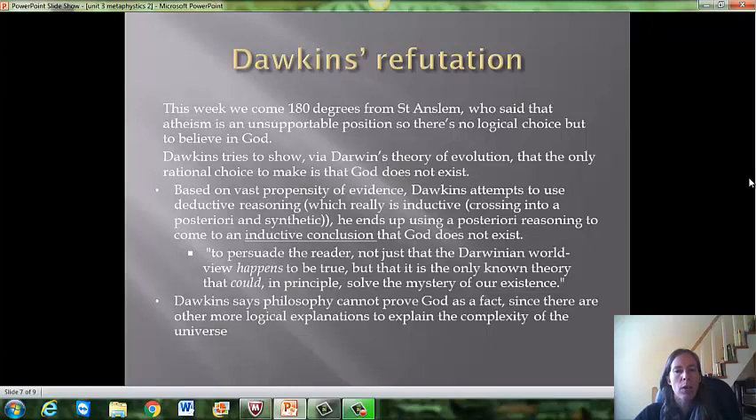And here's his thing, right? He wants to persuade the reader not just that the Darwinian worldview happens to be true, but that it's the only known theory which could, in principle, solve the mystery of our universe, right?